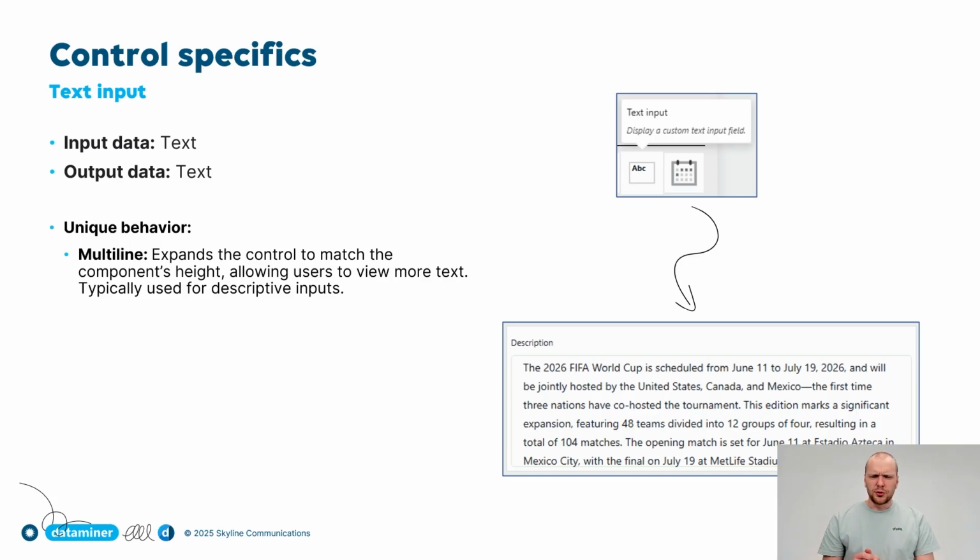Let's talk about some control specifics. Let's start with the text input. Text input is quite simple. It accepts text and it outputs text as well. We have a unique behavior for our text input, which is a multi-line option. Whenever you enable this multi-line option, the text input will grow in size. It will take all of the available height, and it will allow users to view more text in there.